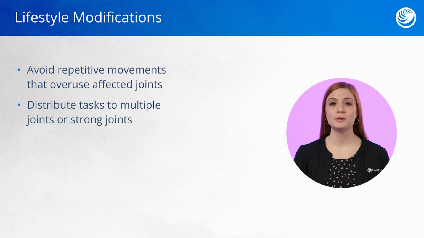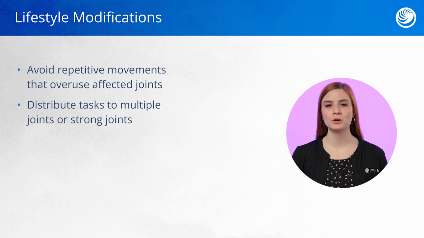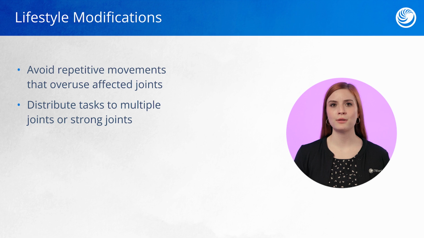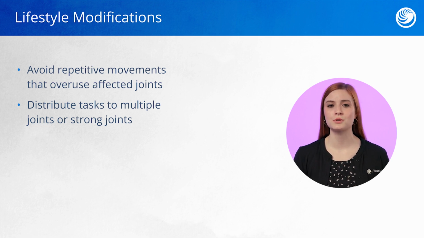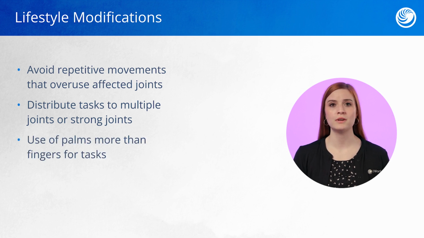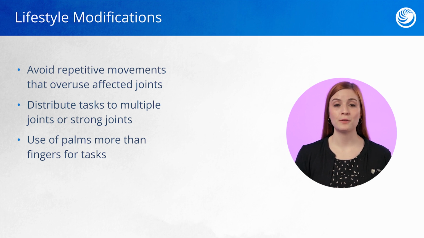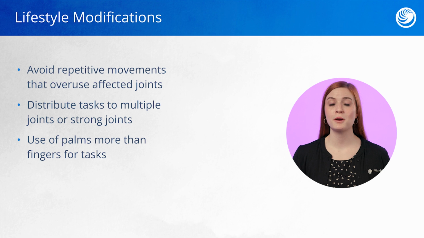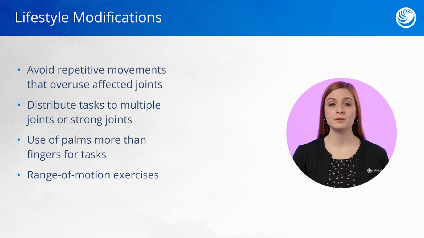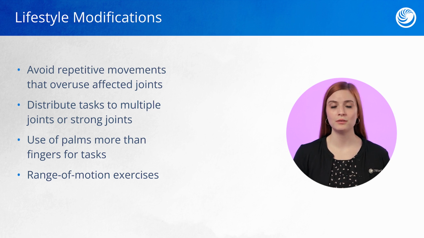Clients should also distribute tasks to multiple joints or to strong joints. So if they're carrying something, rather than using one hand, they should use both. And rather than just using their fingers, they should use the whole hand. Which brings us to the next one of using our palms more than fingers for tasks. So think about when a client is standing up from a chair. Rather than pushing with their fingers, they should push primarily with their palms to keep the force off those affected joints. Range of motion exercises are going to decrease stiffness and increase blood flow.